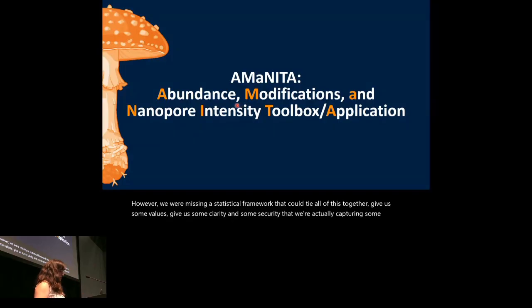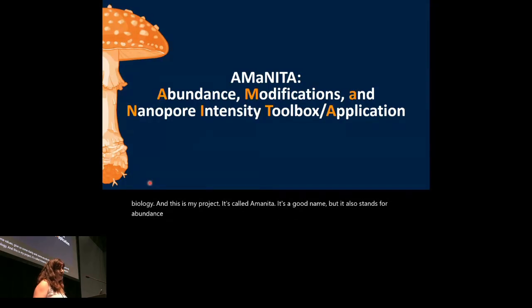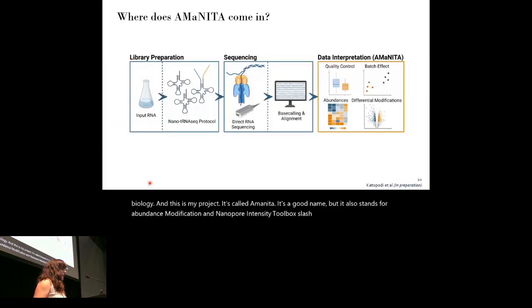And this is my project. It's called AMaNITA. It's a good name. But it also stands for Abundance Modification and Nanopore Intensity Toolbox/application. Where does it come in? It comes at the very, very end of your analysis.